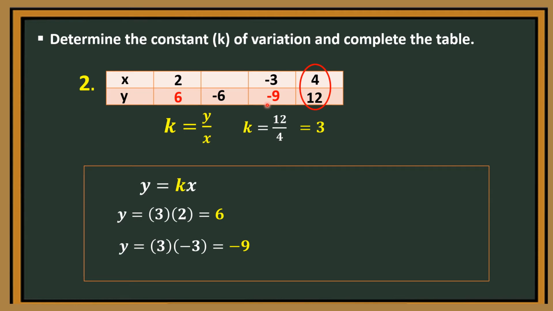Next is the value of x. That is the missing one. By substitution again, the value of y is negative 6. So negative 6 is equal to k, that is 3, times x. We do not have the value for x, so solve for x by dividing both sides by 3. Cancel 3. Therefore, on the right side, x is left. And then negative 6 divided by 3 is negative 2. Therefore, x is equal to negative 2. So, let us write here, negative 2.